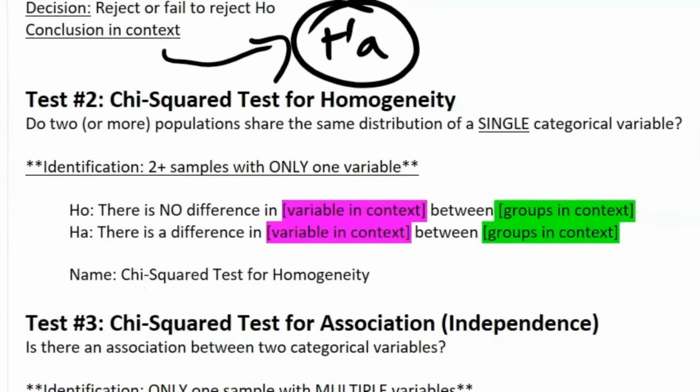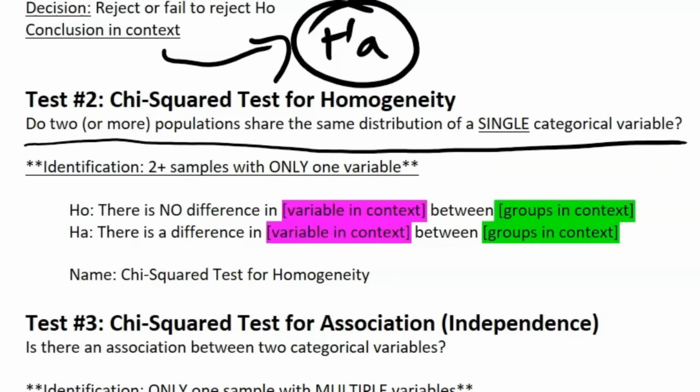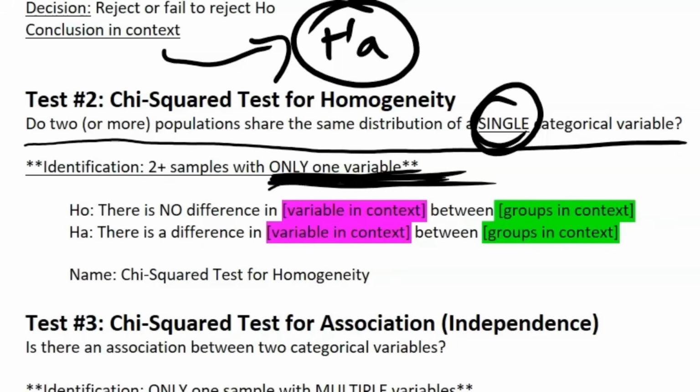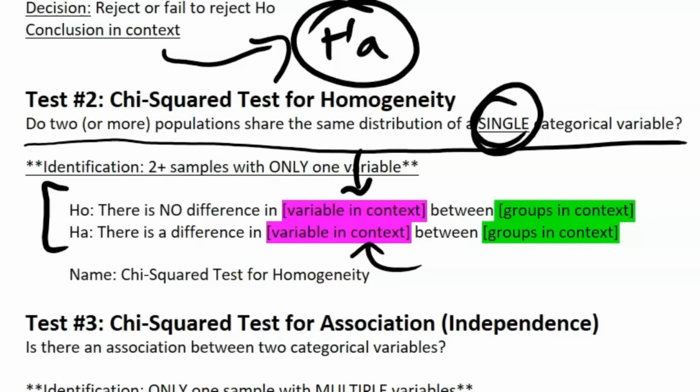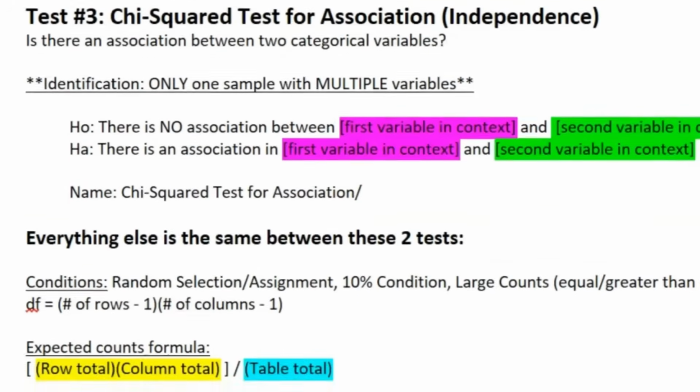The key question here is, do two or more populations share the same distribution for a single categorical variable? Okay, so this is very important. You have one variable of interest. So how you're going to identify this is you're going to have two or more samples with only one variable. Okay, if I haven't made this clear, it's one variable of interest. So for your hypotheses, your null is there is no difference within that one variable between your two or more groups. Your alternative is there is a difference in that one variable between your groups. The name is chi-square test for homogeneity.